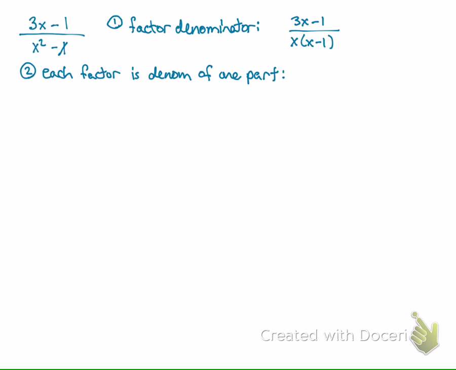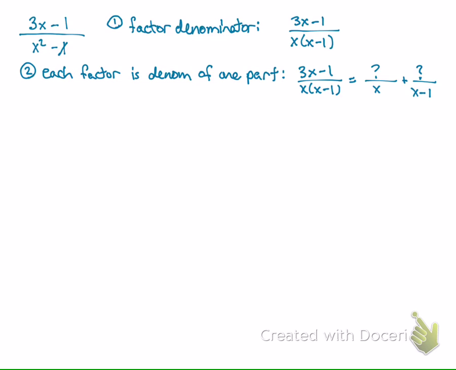The reason I factor it is that it tells me the denominators of the simpler fractions that are going to add up. So here's what I'm going to get eventually. And now I know that the denominator of one of them is an x and the other one is an x minus 1. Again, the general rules for this are going to be in the book and in class.